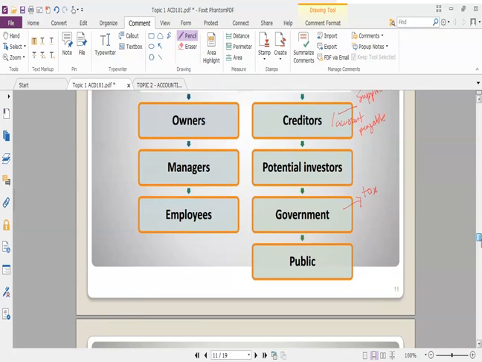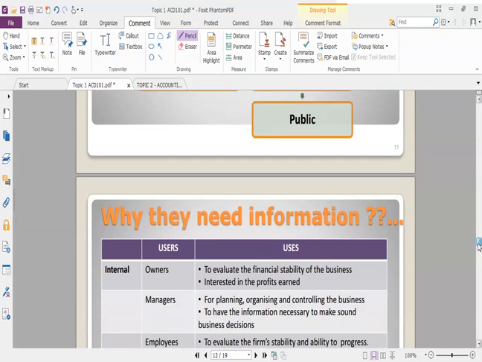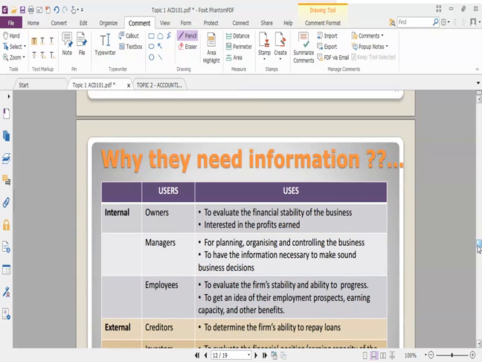Okay, so let's continue. This is just an elaboration of the slide before. Owners evaluate the financial stability of the business. Why do the users or the owners themselves need accounting information? To evaluate the financial stability of the business, interested in the profit earned, of course. You are having the business because you need to get a profit, right? So that is why the owners need the information.